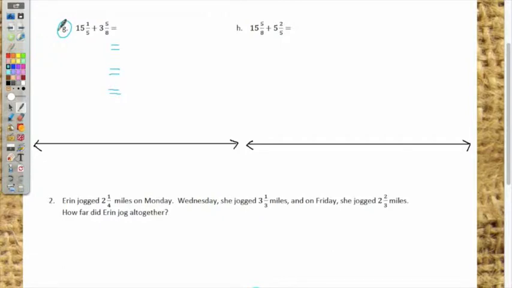So the first step, Emily, what do I do? 15 plus 3. Okay. And 1/5 plus 5/8. Good. And keep those fractions in the correct order. Because less than 11 is going to be subtraction. Okay?